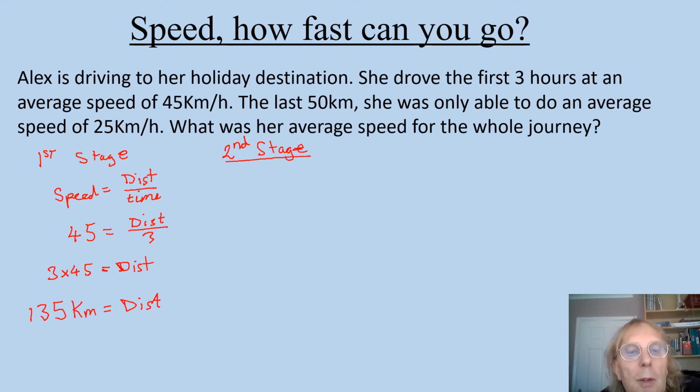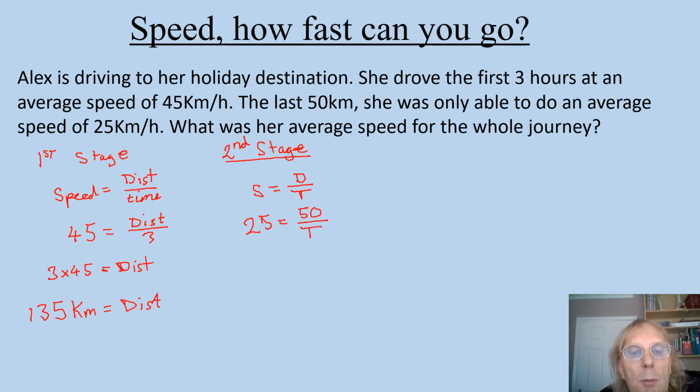And we'll start again with our equation, speed equals distance over time. So I'll just put S equals D over T, just to make it a little bit easier, and use capitals so it's nice and easy. Right, so speed equals distance over time. The speed on the second bit was 25. The distance was 50 kilometers, and then the time is what we don't know.